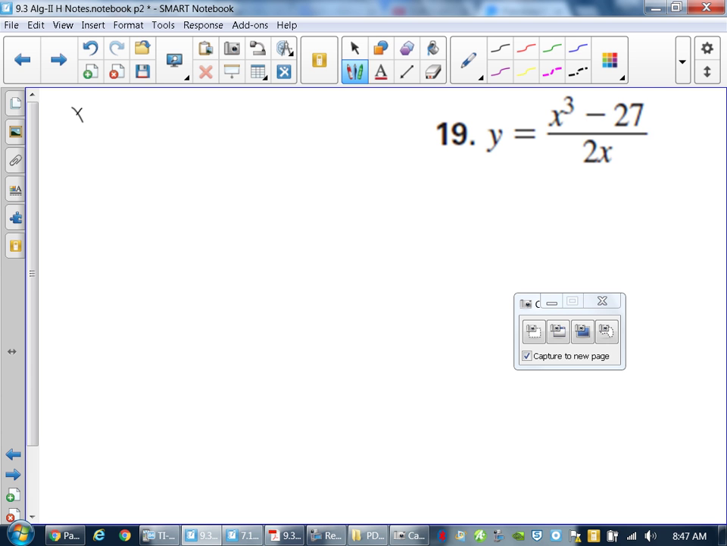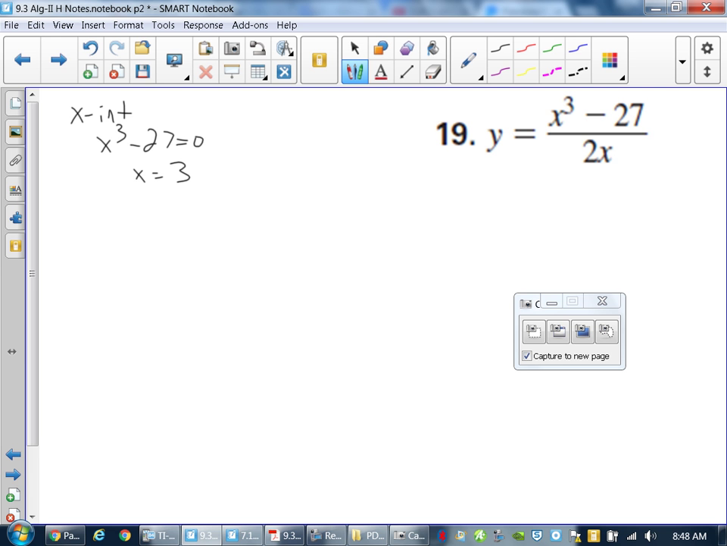X-intercepts, real zeros of the numerator. x cubed minus 27 is 0, so x is going to equal 3. Do I need to factor that out like you would a difference of cubes? No, because I'm just finding the real answer. If you remember, if you factor a difference of cubes, you wind up with one real solution, and the other two are always imaginary. Remember that? So you don't have to do that. Set it equal to 0 and go. So that gives your x-intercept.